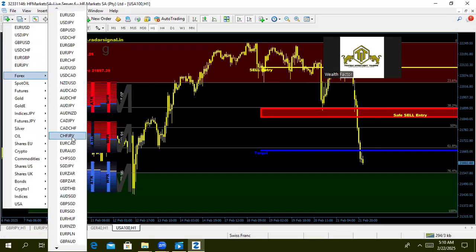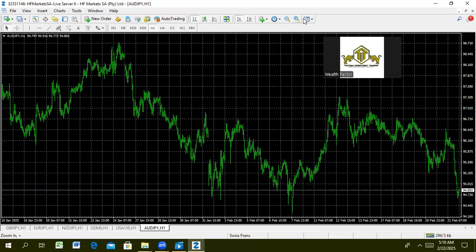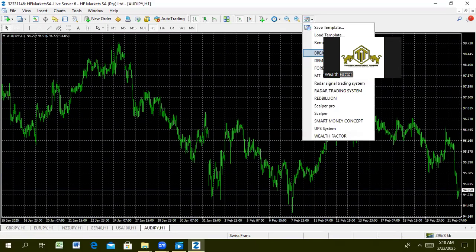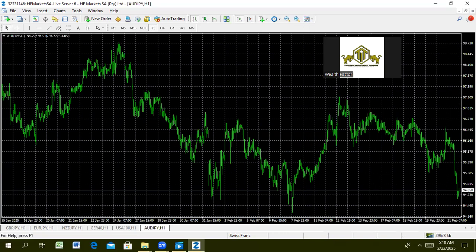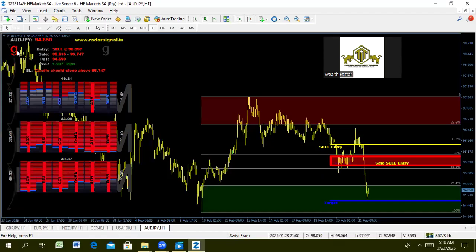Right. Now let's check another example of a currency pair just to wrap it up. Let's look at this currency pair. This is Australian dollar JPY, right?